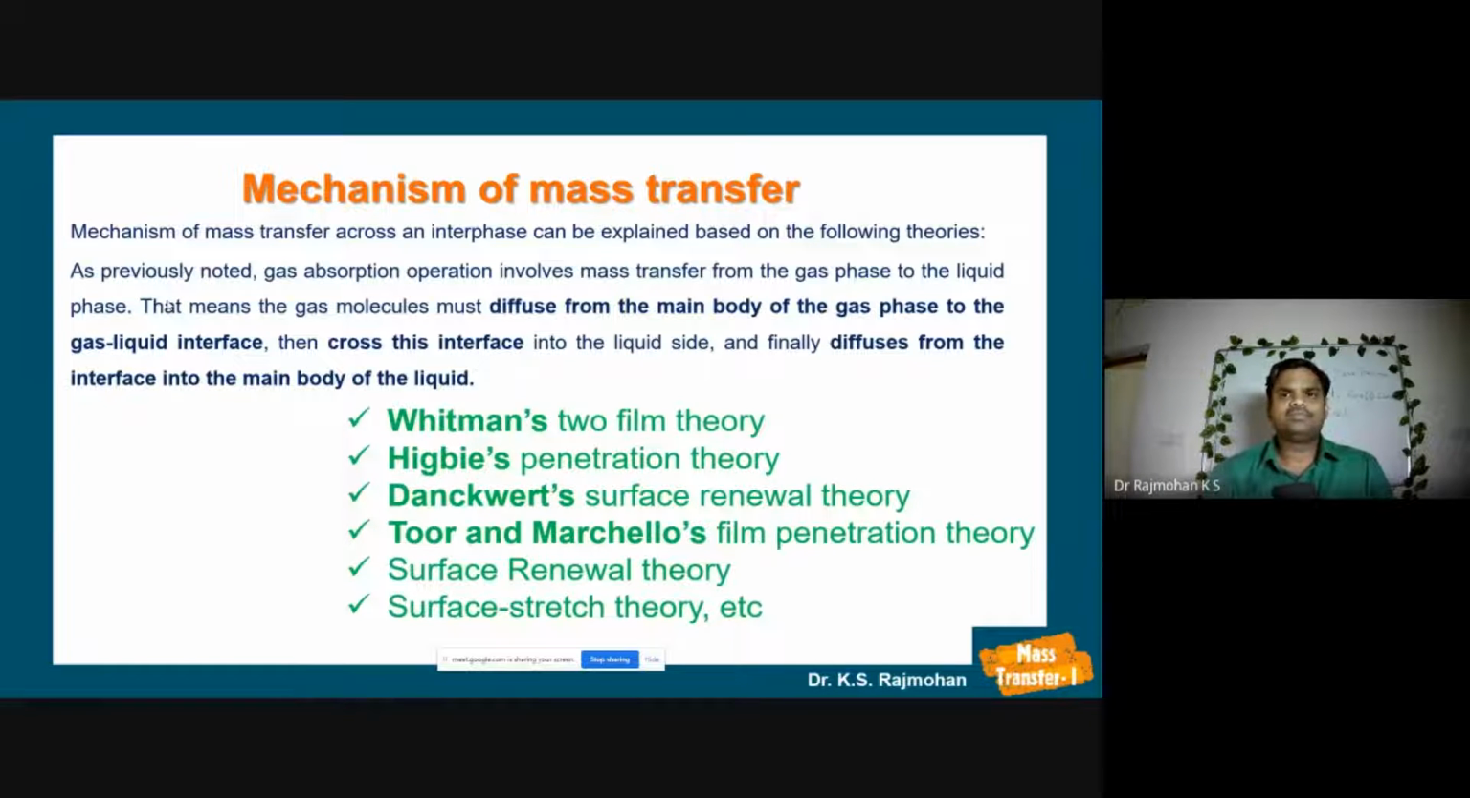The mechanism of mass transfer across this interface can be explained by the following theories, such as Whitman's two-film theory, Higbie's penetration theory, Danckwerts' surface renewal theory, Toor and Marchello's film penetration theory, and other theories like the surface renewal theory and surface stretch theory. I'll switch on the pointer.